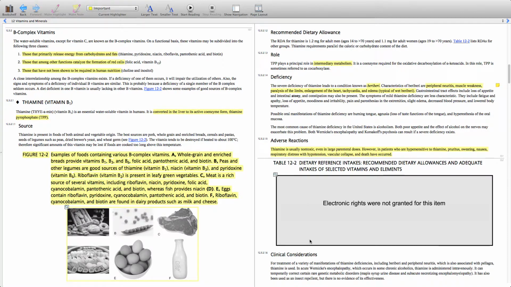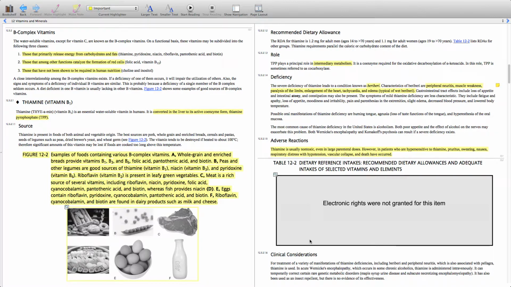Thiamine is converted in the liver to act as an active coenzyme form of thiamine pyrophosphate, TPP. TPP plays a principal role in the intermediary metabolism. So again, giving people a little more energy, a little boost in their metabolism.